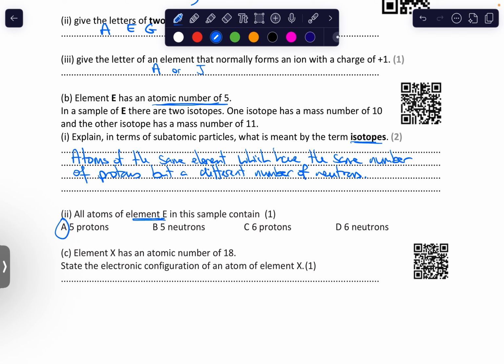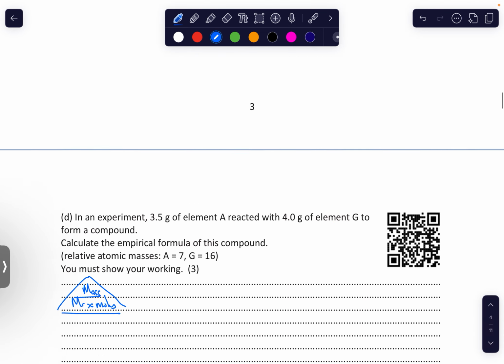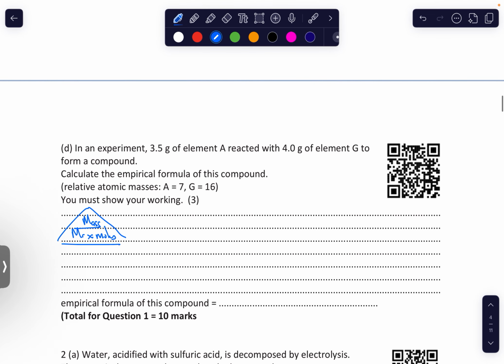Then we've got this element X has got an atomic number of 18, which means it's got 18 electrons. What is the configuration? So you've got 2 in the first energy level, then 8 electrons in the second, that takes me to 10, and I can fit a further 8 in the third energy level to give me my full electron arrangement.